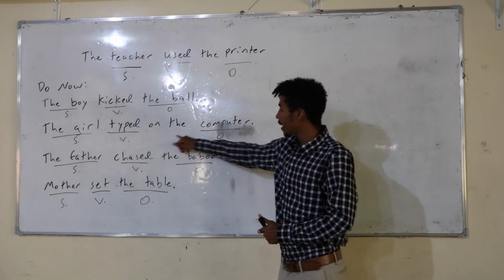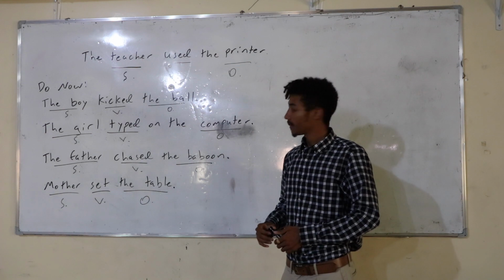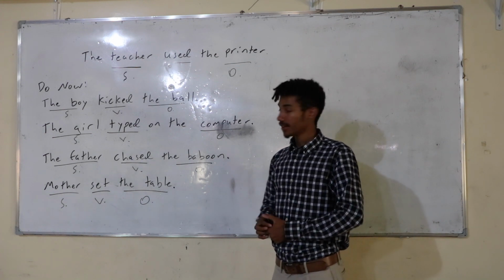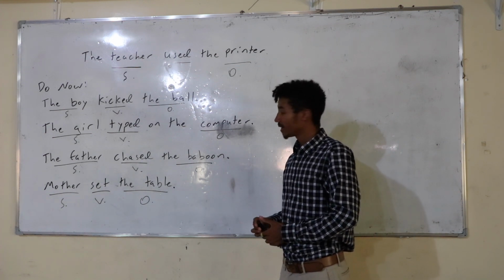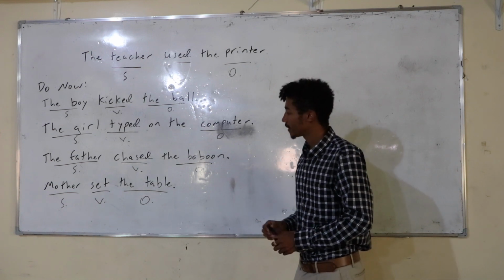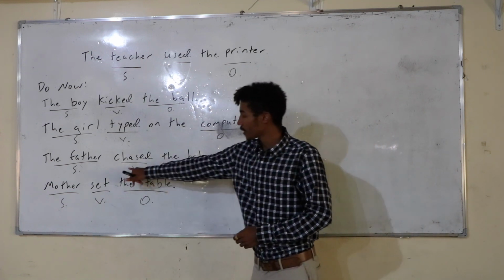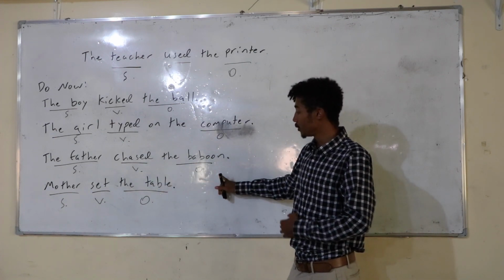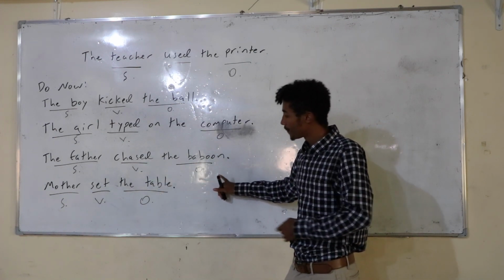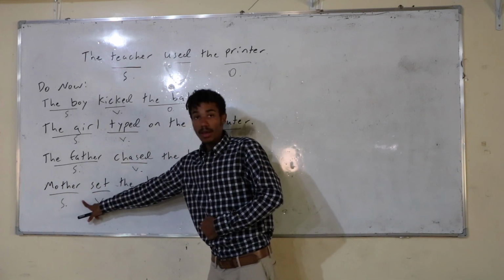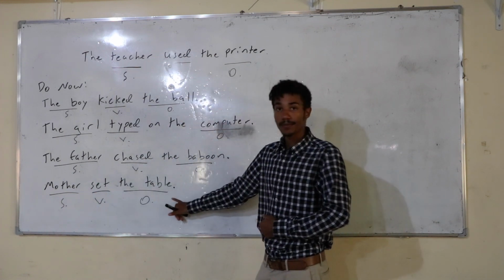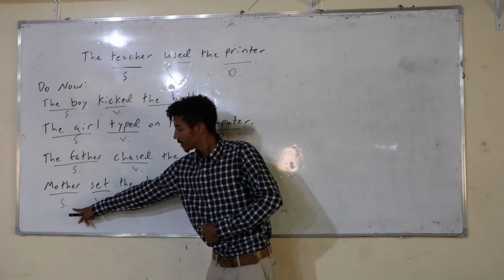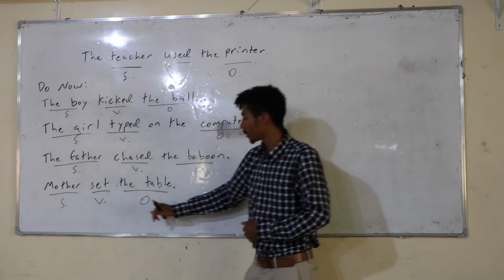The girl typed on the computer. The girl is your subject, typed is your verb, and computer is your object. The father is the subject, chased is the verb, and the baboon is your object. Mother set the table. Our subject, what she did, and what she did it to.